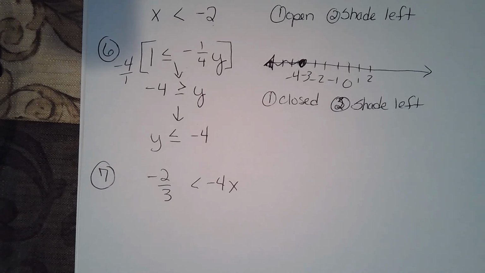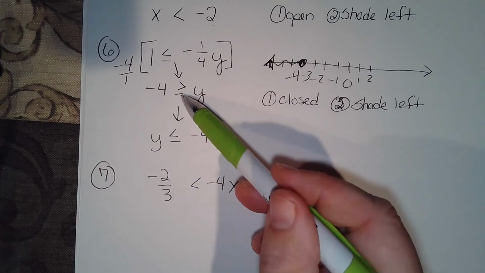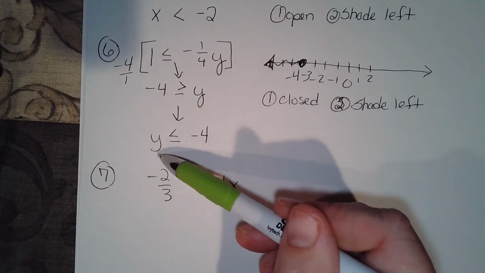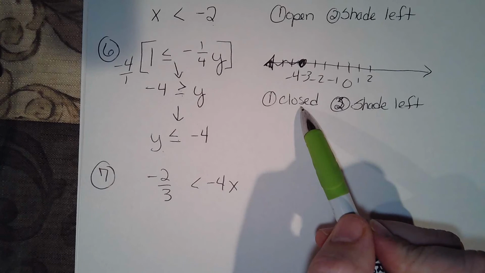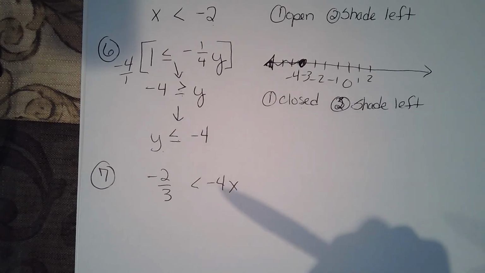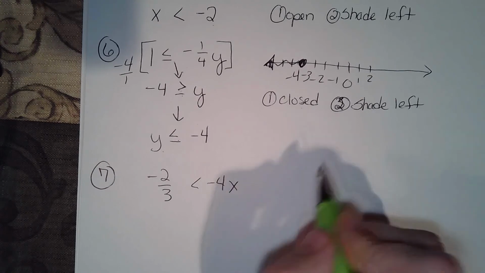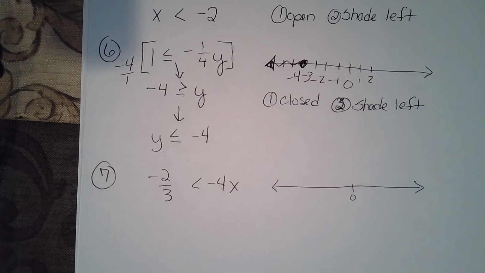If you think about it, you're switching it because of the multiplication, and then you're switching it again because you're rewriting your equation with the y on the left. All right, we know it's a closed circle, and we know we shade left because of the way the inequality sign is facing. Good job. Now, try number 7. Once again, you can do this. I would clear my fraction. That's what I would do first. Good luck.